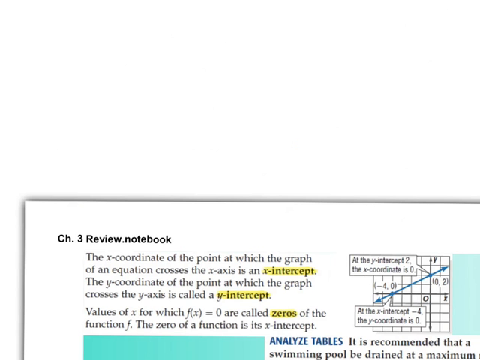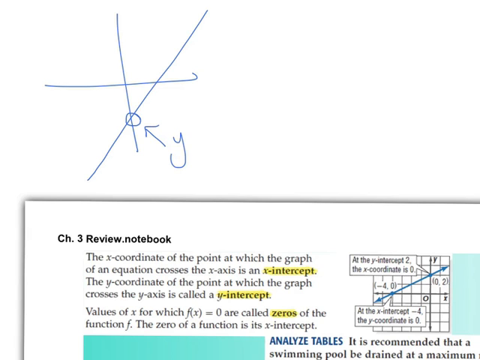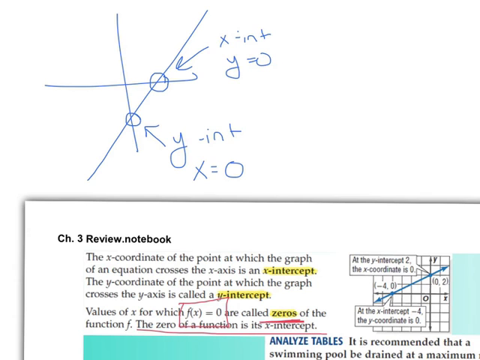So recall that anytime I have a line, the point at which the line intersects the y-axis is my y-intercept, and that will happen anytime x is equal to 0. Similarly, the point at which the line intersects the x-axis is the x-intercept, which is where y equals 0. Something that we did not talk about in the last lesson were zeros. Zeros are the points at which f of x is 0, and the zero of a function is the same as the x-intercept.